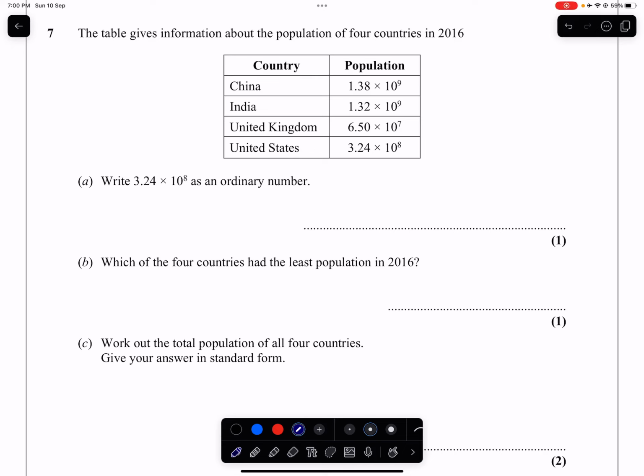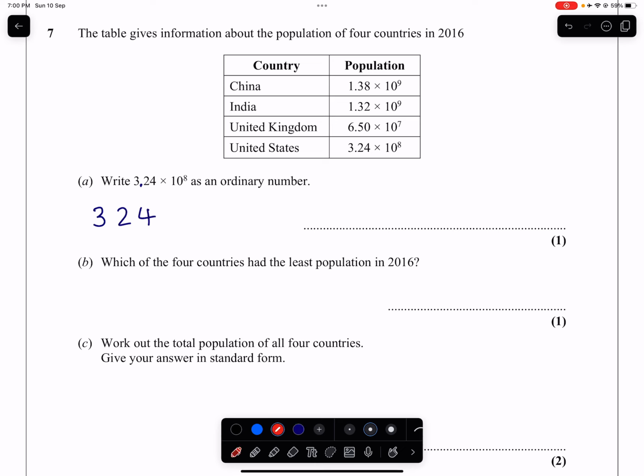Question 7. The table gives us information about the population of 4 countries in 2016. All of these populations have been written in standard form. Part A is asking us to write the following number, 3.24 times 10 to the power of 8, as an ordinary number. So this times 10 to the power of 8 means that our decimal place, which is here, is going to move in such a way that the number gets bigger.